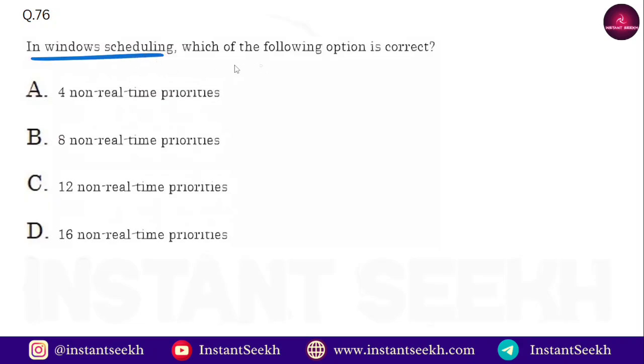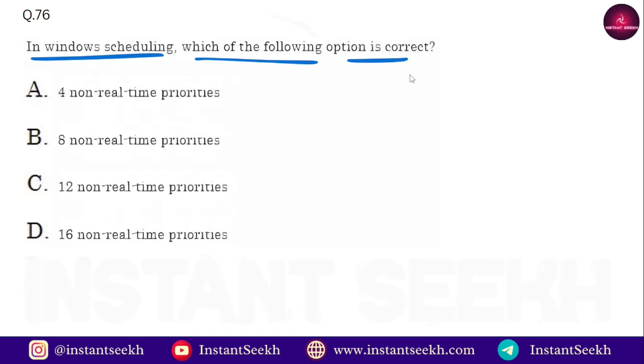Okay, in Windows scheduling, which of the following is correct? Now, what is Windows scheduling? Windows scheduling uses a priority driven preemptive scheduling algorithm. And in Windows operating system, there are 16 different priority levels for non-real-time tasks. Sorry for the number mistake.